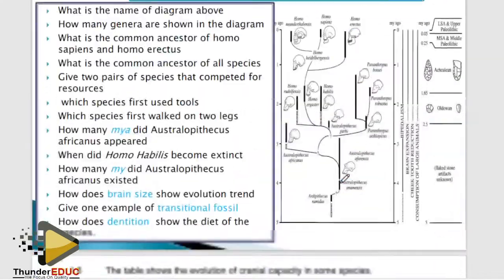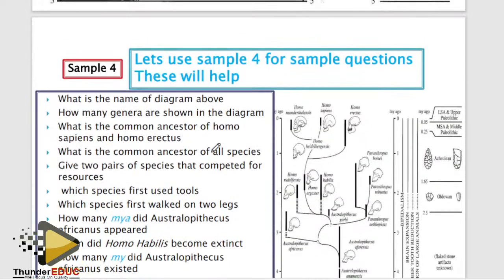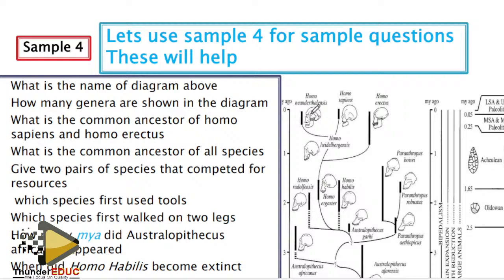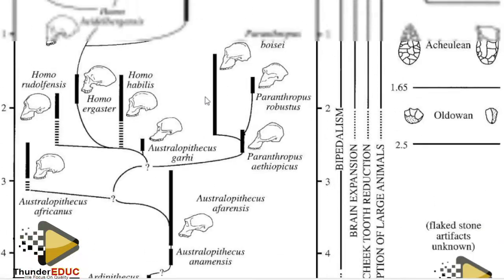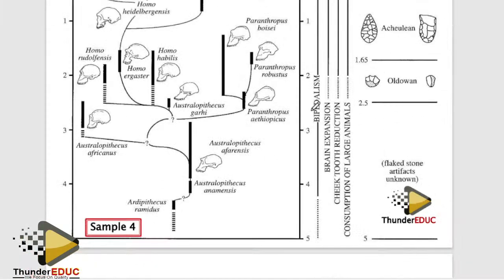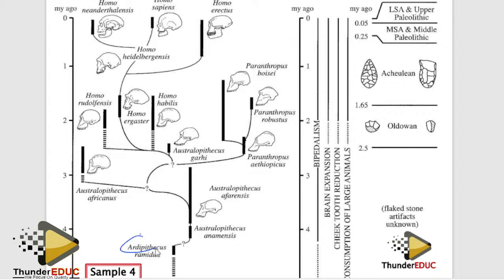Here are the questions we're going to talk about. What is the name of the diagram given above? It's called the phylogenetic tree. How many genera are shown? When they talk about genera, Ardipithecus is the first genus, Australopithecus the second, then 3, Paranthropus. Do you have Homo? 4. Do you have another one? I think there are 4, unless there is something I've not seen, but you look at the first name and you don't repeat it.